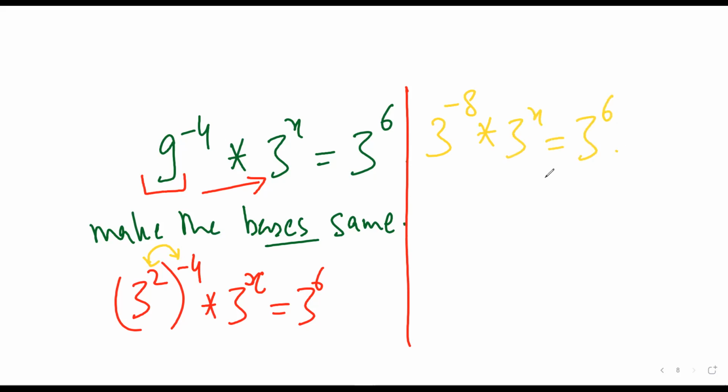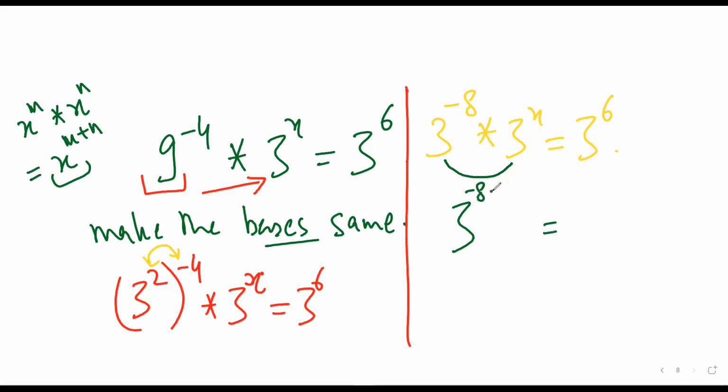Mr. Sarthak, what can I do next? So 3 raised to power minus 8 into 3 raised to power 6 equals 3 raised to power x. Mr. Sarthak, you can do the things very simply. First, you can deal with these two. So x raised to power m into x raised to power n is equal to x raised to power m plus n. So what should I write here, Mr. Sarthak? 3 raised to power minus 8 plus x equals 3 raised to power 6. Mr. Satya, any doubt? No, sir.